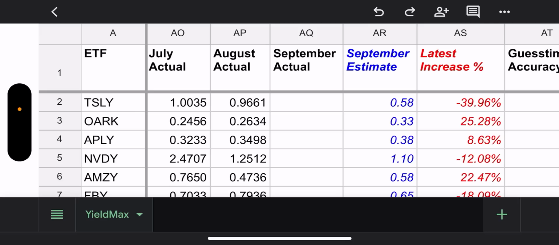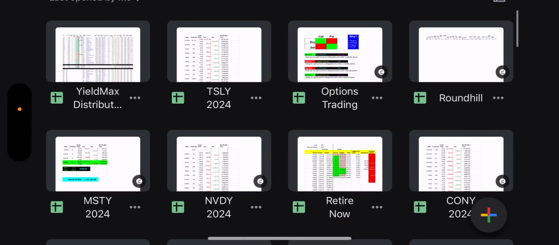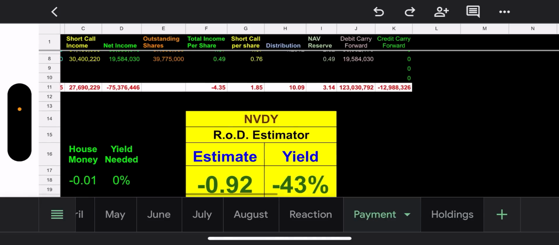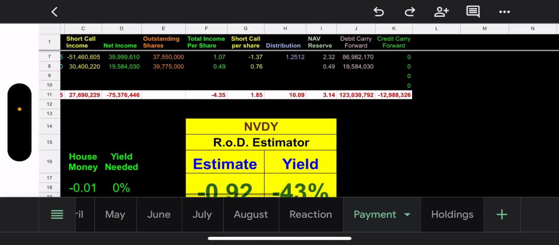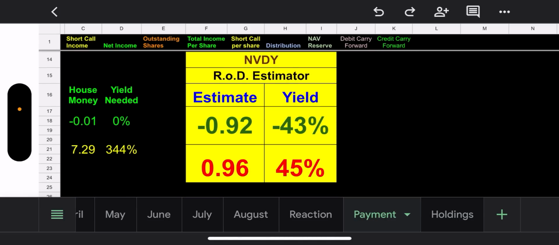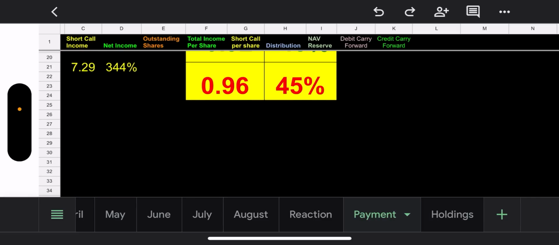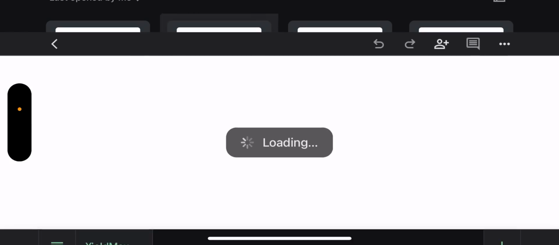So let's move on to NVDY. NVDY, I am predicting $1.10. They paid $1.25 last month. So why am I predicting $1.10? If we go to the NVDY payment tab, last month they paid $1.25. This month I can't use the taxable income. That's negative. If I look at the IV, that's 96 cents. So I'm predicting an amount above that. Why am I doing that?